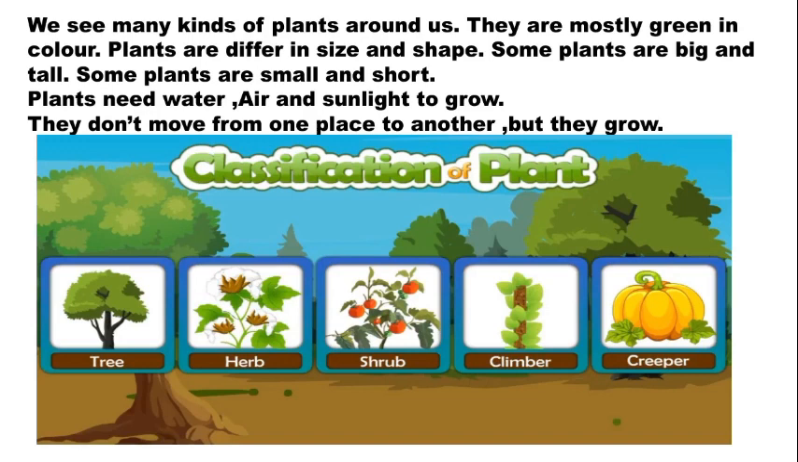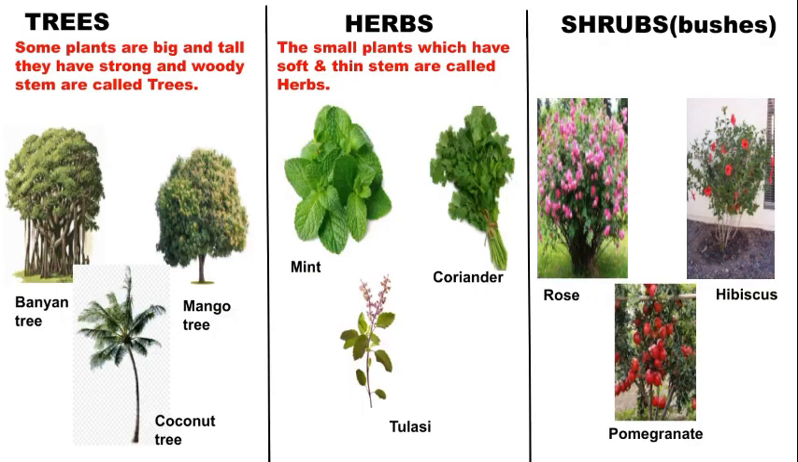Isn't it? Yes. So children, on the basis of size and shape, we can classify the plants. The classification of plants means we can see many types of plants like trees, herbs, shrubs, climbers and creepers. So these are the types of plants. Now we will see one by one. So the first one is trees.